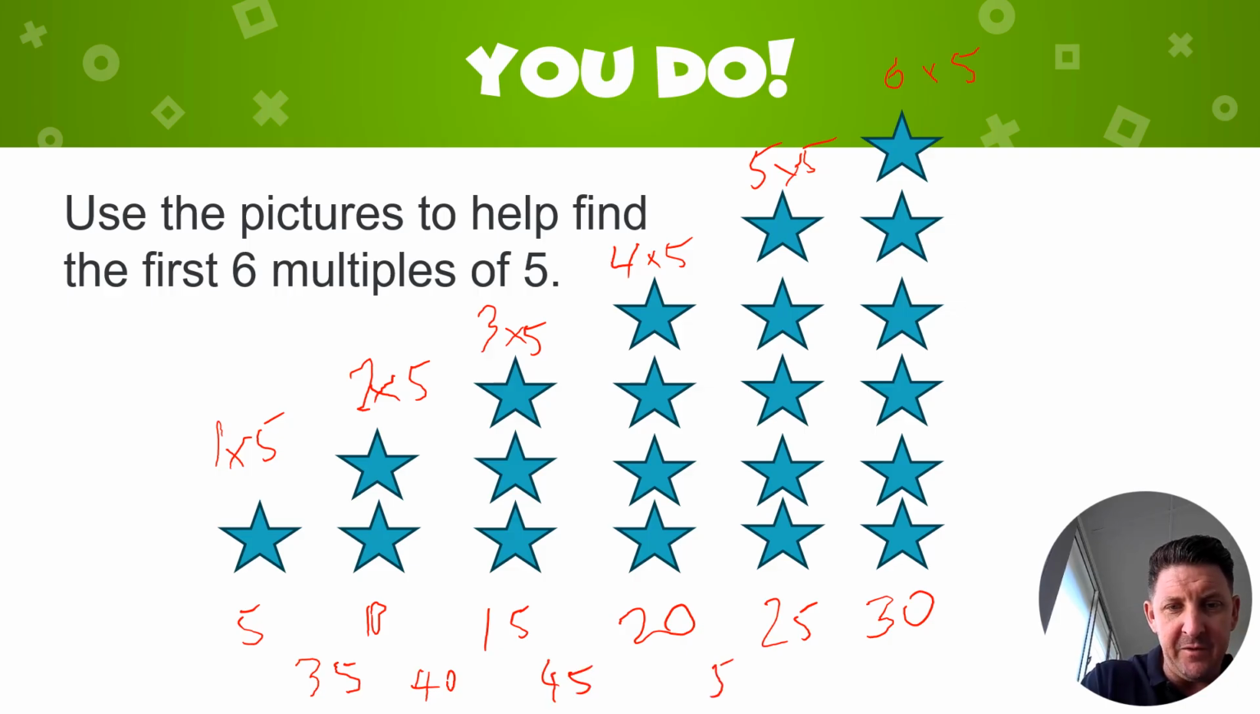45, and 50. So our first 10 multiples of 5 are 5, 10, 15, 20, 25, 30, 35, 40, 45, 50. You can hear that counting up in 5s.